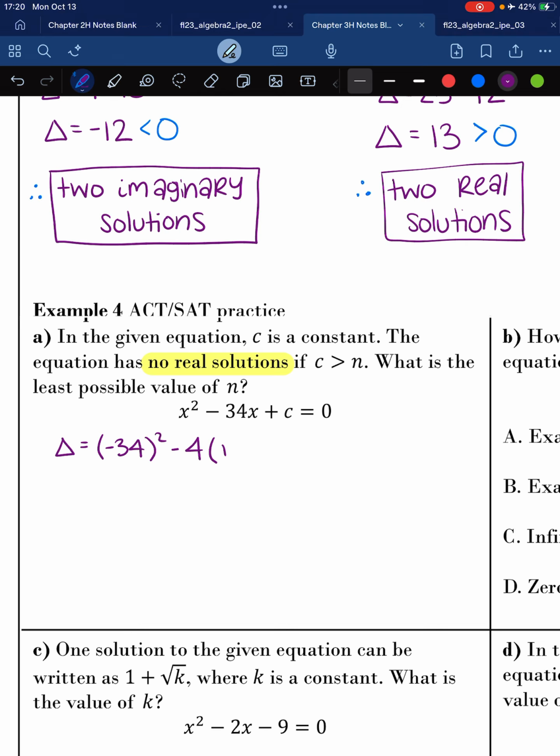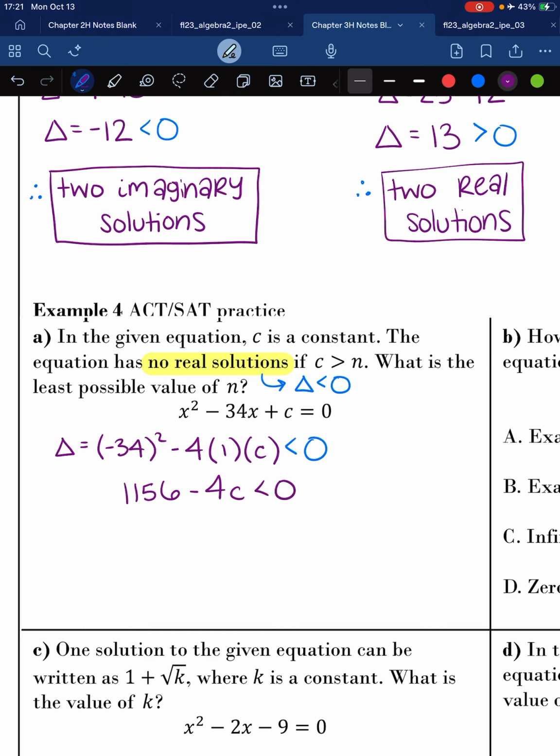B squared minus 4a, and c is just a variable, but that's what I'm solving for. Okay, and in order for me to be able to solve for c, I need an additional piece of information. I need the fact that I know that no real solutions means the discriminant needs to be less than 0. So I'm going to go ahead and set up that inequality here. And I'm just going to kind of trust the process.